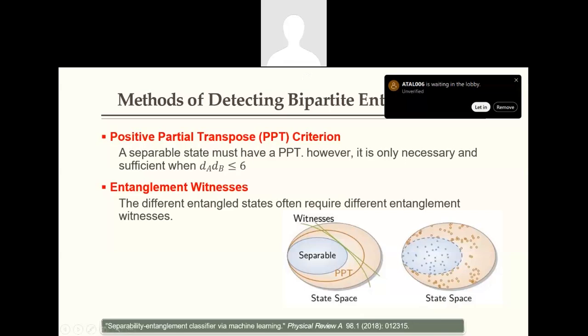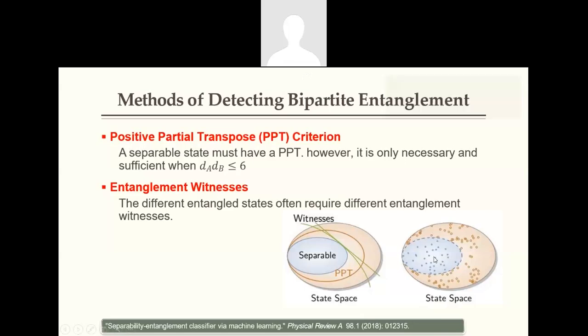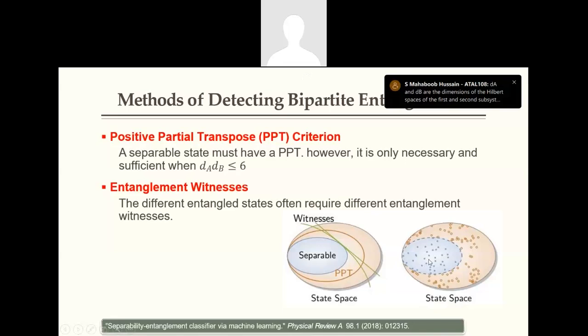See here, we have a bubble. Inside this bubble are separable states, outside are entangled states. Do you understand? Entanglement witnesses are like probes that poke into the bubble to check whether a state is inside, in the separable region, or outside, entangled.